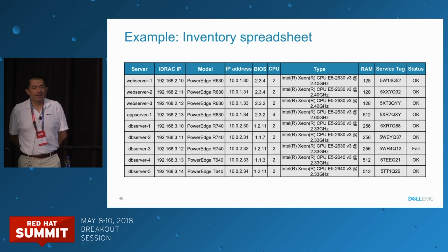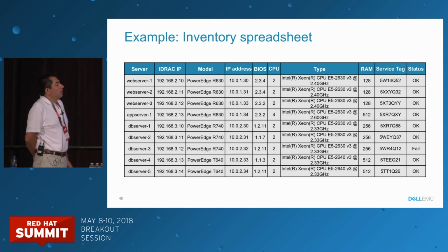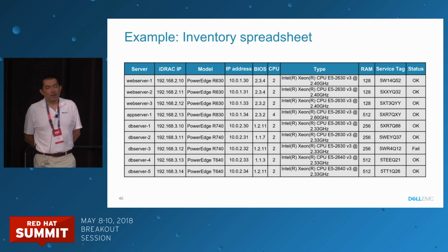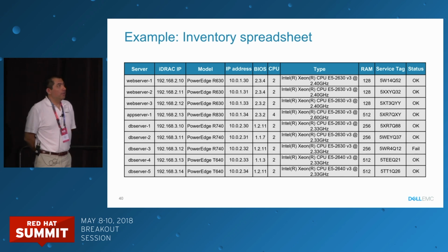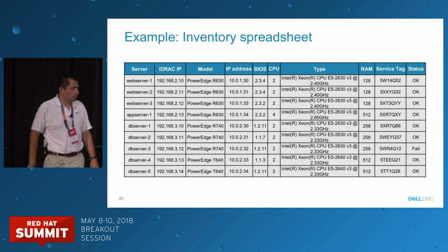Any other questions? Okay. Picking up on the last example, if you want to get an inventory of your environment, it can be easily imported, for example, into a spreadsheet, and you can have it handy if you want to know IP addresses or model numbers, or the last column there, the status of your servers.